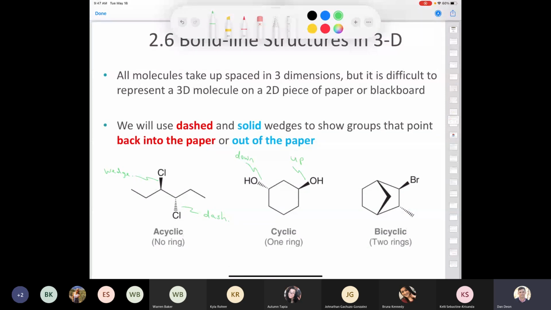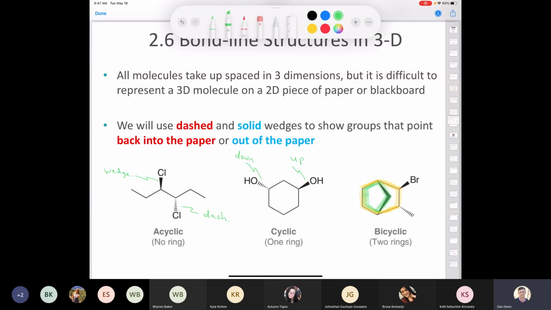You have a 6-membered ring. I'll trace it for you in yellow. So there's 1, 2, 3, 4, 5, 6 carbons in a ring. But you also have a 5-membered ring in here. Look, you have 1, 2, 3, 4, 5. So this is a bicyclic structure.